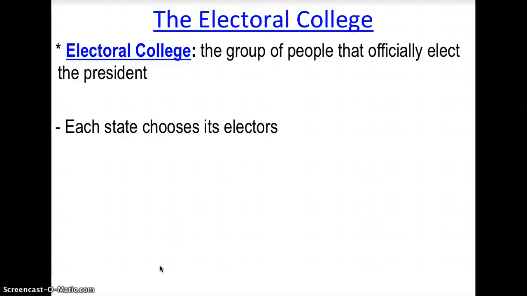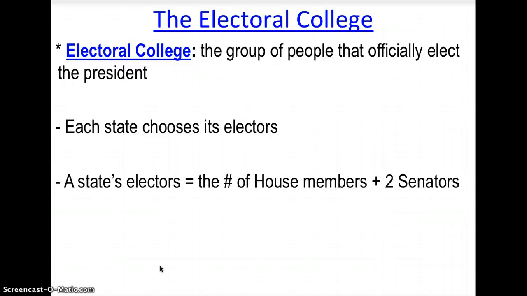The Electoral College, quite simply, is the group of people that officially elect the president. Each state chooses its electors. Some states give the parties the ability to have more influence in this. And as you probably know by now, the electors each state has is determined by the number of members in the House population, plus the 2 senators every state receives.